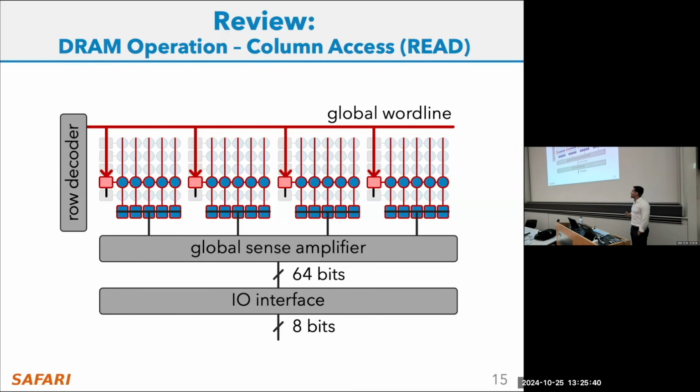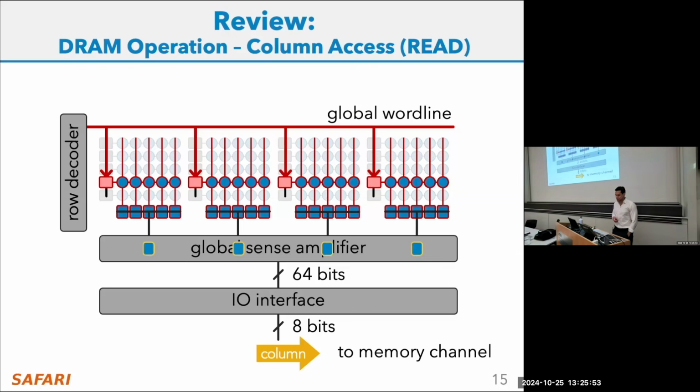And after this data is latched and amplified by the local sense amplifiers, the memory controller can issue read or write commands to that data, which brings portions of a column of the data to the global sense amplifiers and eventually to the memory channel.